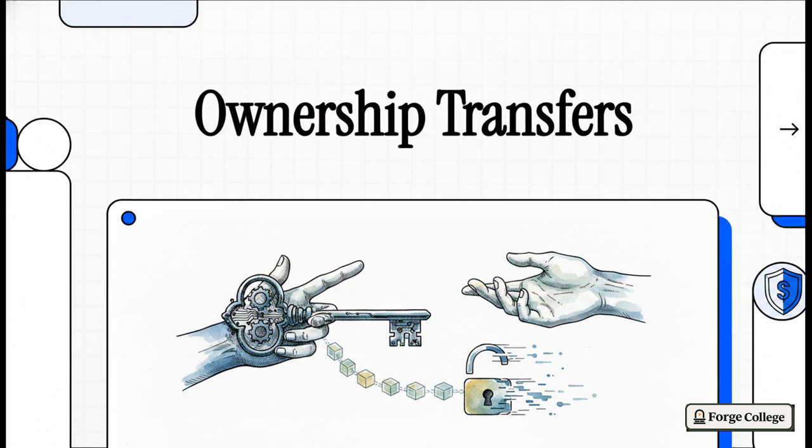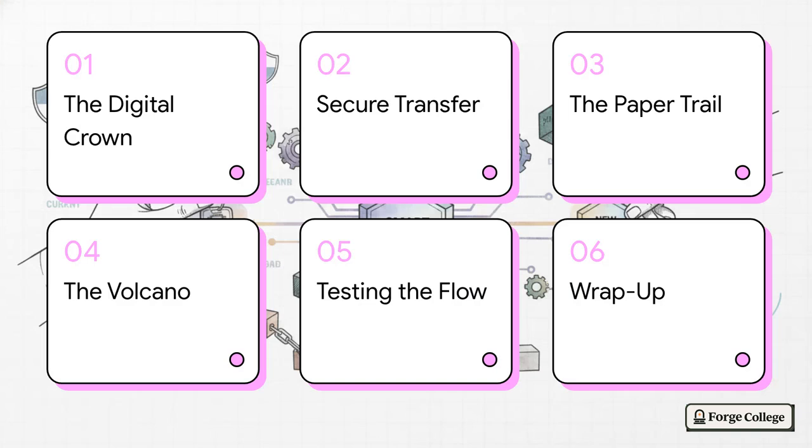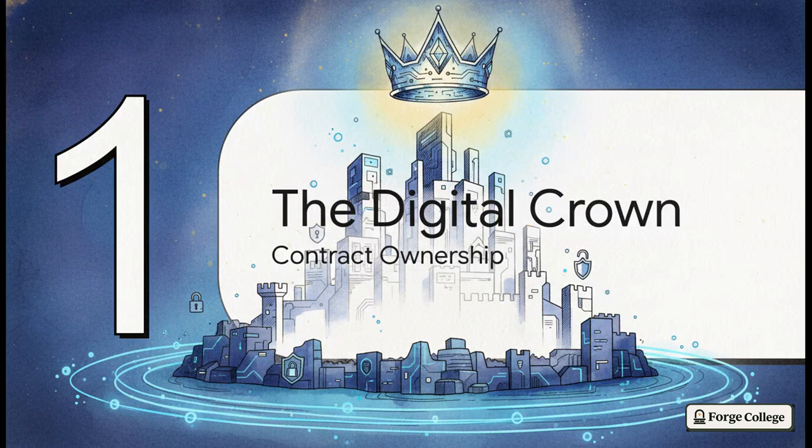You see, it's not just about giving someone special privileges, it's about how you hand those privileges off safely, transparently, and sometimes how you destroy them completely. So, here's our map for today. We'll start with the digital crown, move on to secure transfer, check out the paper trail, visit a metaphorical volcano, do some testing of the flow, and finally, wrap up. Let's get started. Section 1.